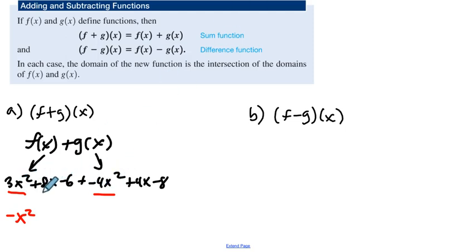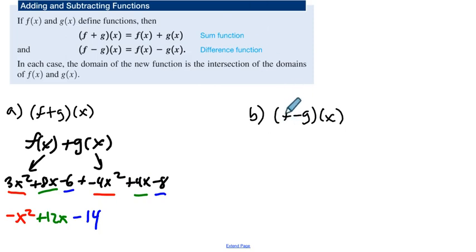We can combine 8x and 4x. That gives us a 12x. And lastly, negative 8 and negative 6 gives us negative 14. Okay? And we can't combine anything else together, so we leave it just like that. All right?